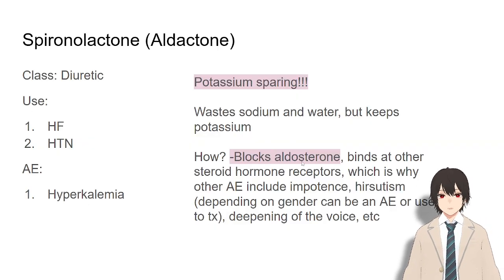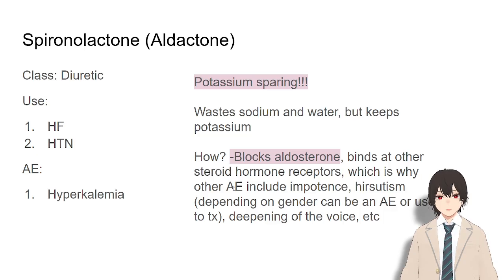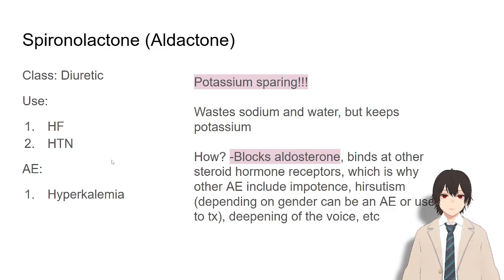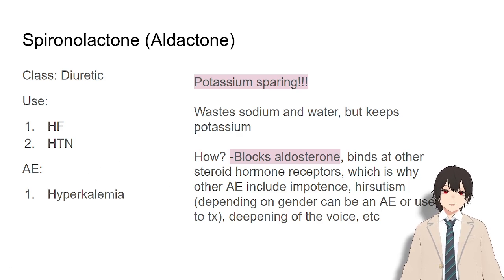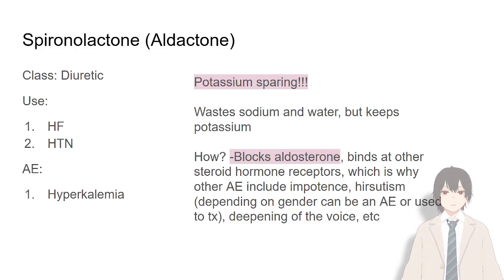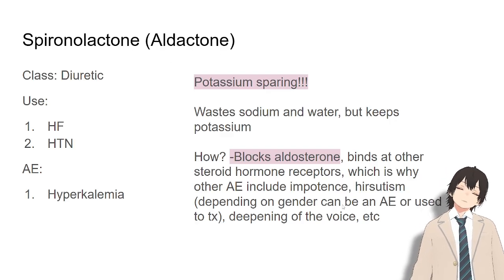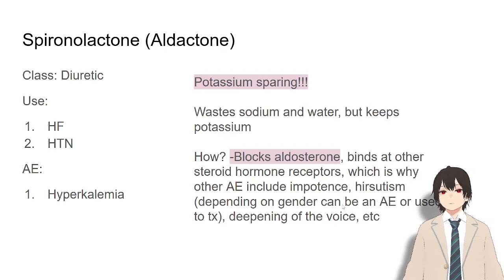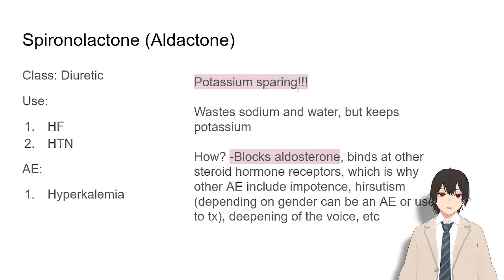So it works by blocking aldosterone, and as a result, it binds to other steroid hormone receptors, which is why the other adverse effects I didn't include here are usually steroid related. These are really common steroid side effects like hirsutism and deepening of the voice. Depending on the gender, this can be an adverse effect, or you can even use it to treat it, but that's a little bit too advanced. Okay, so basically just know that hyperkalemia is the big thing you need to worry about because it is potassium sparing. That's the big thing.